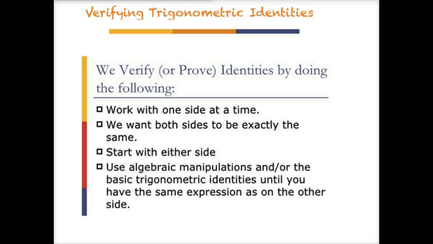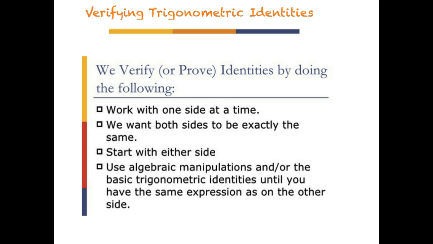Now, how do we go about verifying trigonometric identities? Well, here's some of the things that we might do. And you probably should write these down in your notes in order to help you think about this for each problem. Number one, work with one side at a time. We also want to keep in mind that both sides need to be exactly the same when we're finished. We can start with either the left side or the right side. It doesn't matter. And finally, consider that you may want to use some algebraic manipulations or some of the basic trigonometric identities to help you have the same expression on the left and right sides.